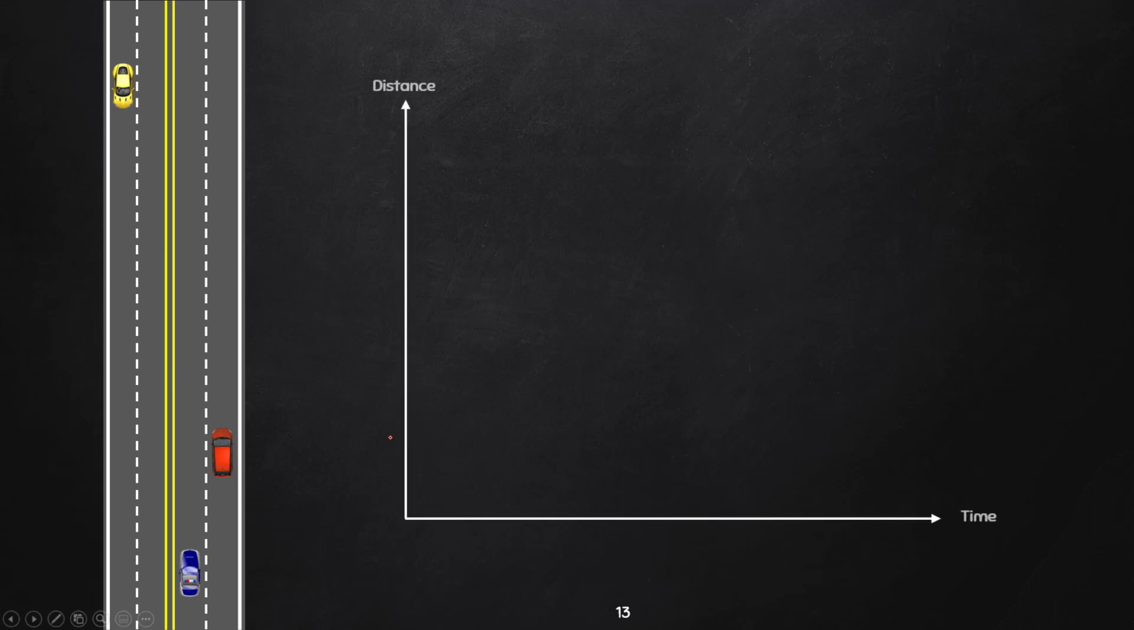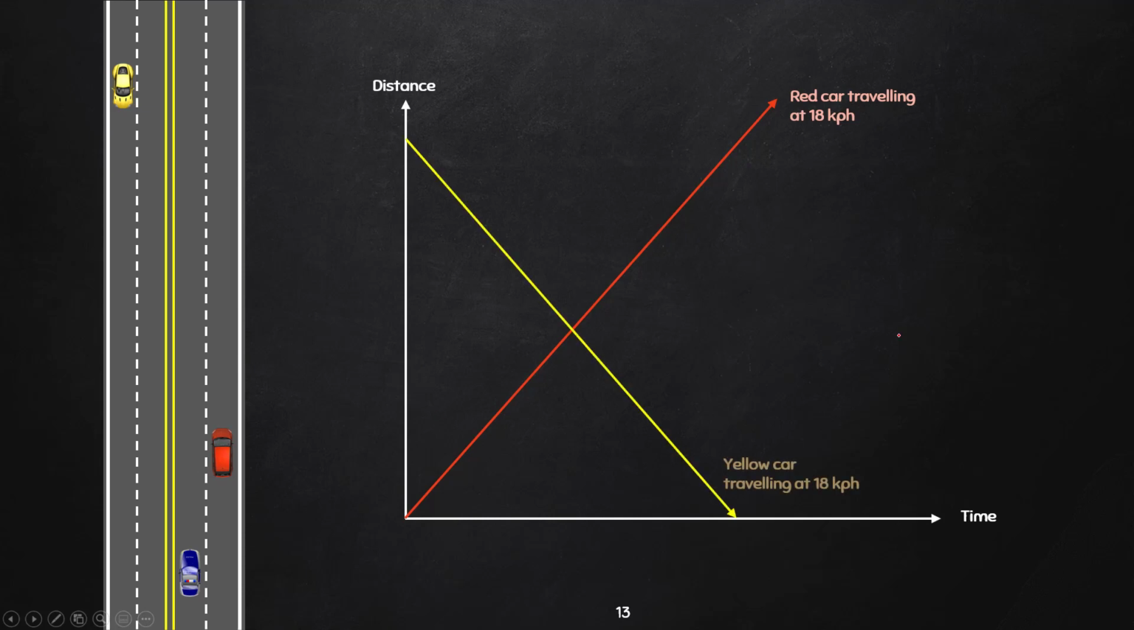So if we take a look at the space-time plot of their speeds, the red line here represents the red car traveling at 18 kph, for example, and the yellow line represents the plot of the space-time scenarios of the yellow car. It is also traveling at 18 kph. That is the assumption.